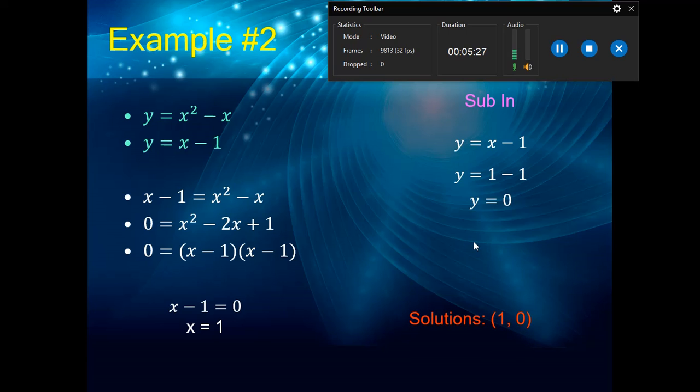And again, when you graph this on the iPad, you should see that the line just touches that quadratic in one spot.